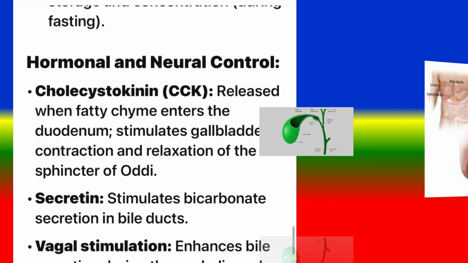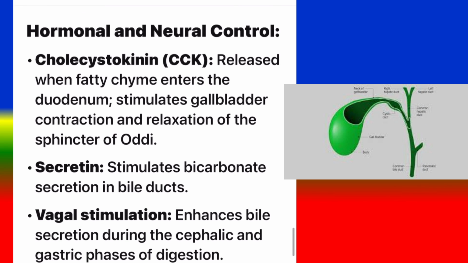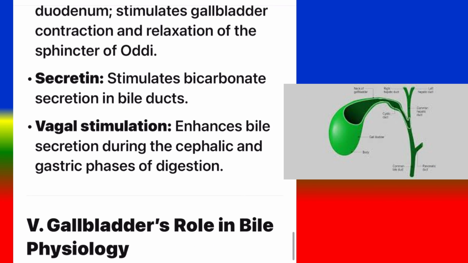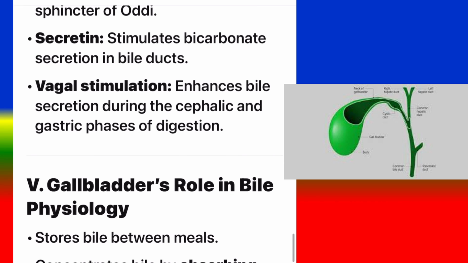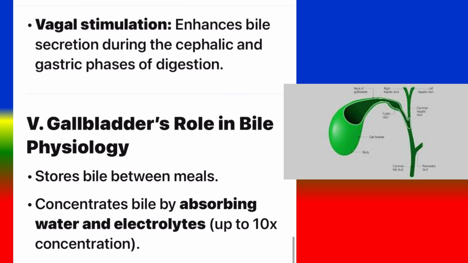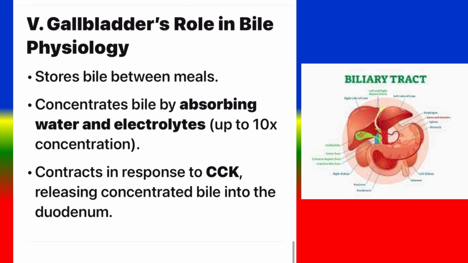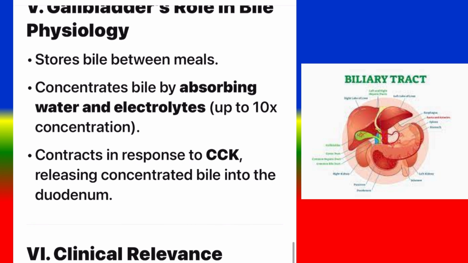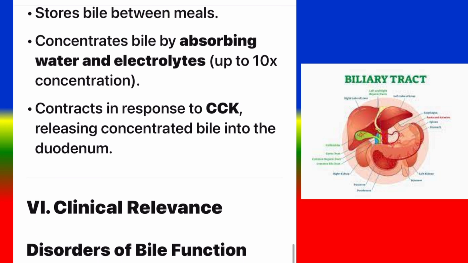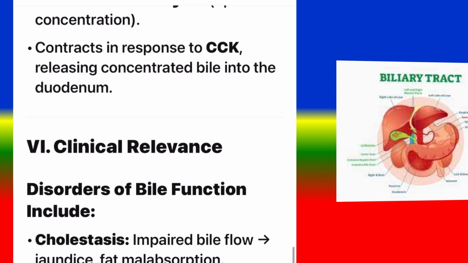Cholecystokinin, CCK, released when fatty chyme enters the duodenum, stimulates gallbladder contraction and relaxation of the sphincter of Oddi. Secretin stimulates bicarbonate secretion in bile ducts. Vagal stimulation enhances bile secretion during the cephalic and gastric phases of digestion. V. Gallbladder's role in bile physiology. Stores bile between meals. Concentrates bile by absorbing water and electrolytes, up to 10x concentration. Contracts in response to CCK, releasing concentrated bile into the duodenum.